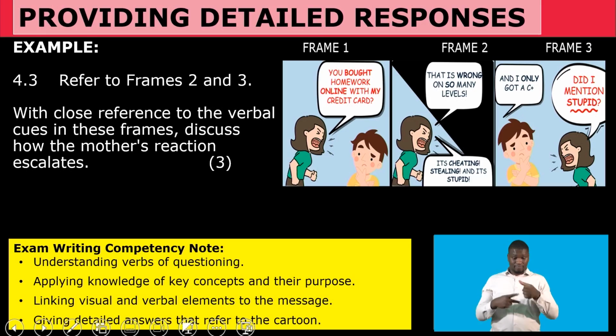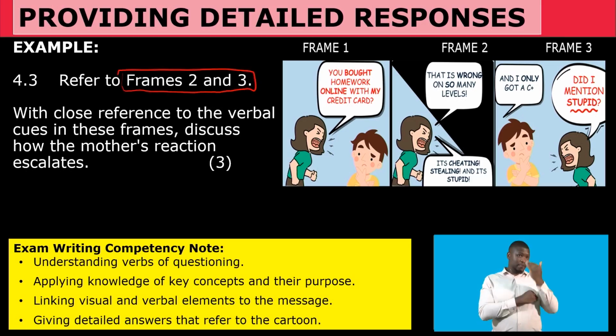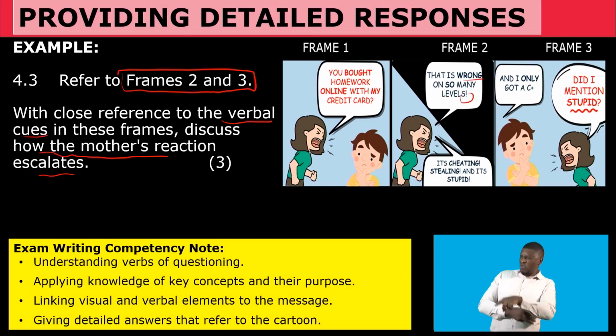Then question 4.3, the limit here is frames 3, 2, and 3. With close reference to the verbal cues in these frames, discuss how the mother's reaction escalates. So we have to focus on 2 frames specifically and only on verbal cues. So here we can see in frame 2, "That is wrong on so many levels! It's cheating, stealing, and it's stupid!" And then frame 3, "Did I mention stupid?"